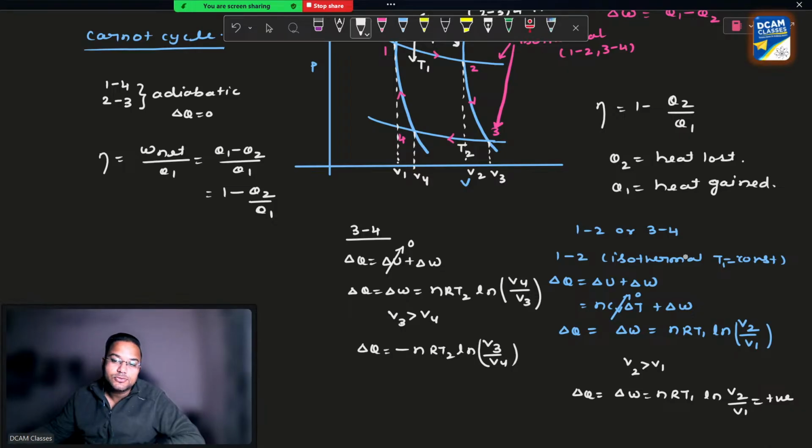Correct, Kanisha, or do you want me to tell? So can you tell one time about the log? There is a property that when log of x power minus 1 is there, that minus 1 comes outside: minus 1 log x.